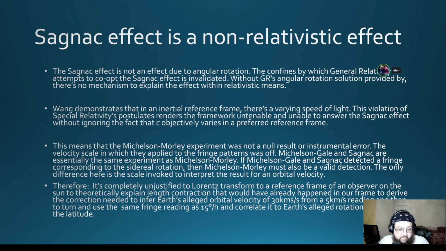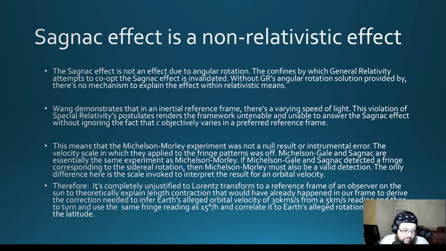This means that the Michelson-Morley experiment was not a null result or due to experimental error. The velocity scale to which they applied the fringe patterns was just off. Michelson-Gale and Sagnac are essentially the same experiments as Michelson-Morley. A tale of two Michelsons, right? If Michelson-Gale and Sagnac detected a fringe corresponding to a sidereal rotation, then Michelson-Morley must also be a valid detection. The only difference here is the scale invoked to interpret the results for the orbital velocity.